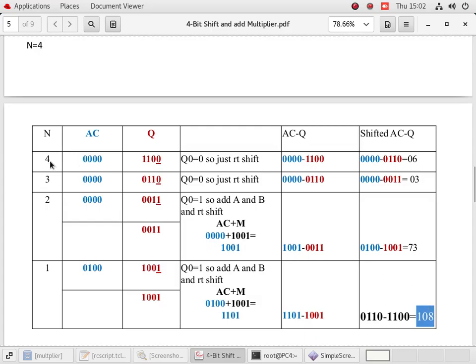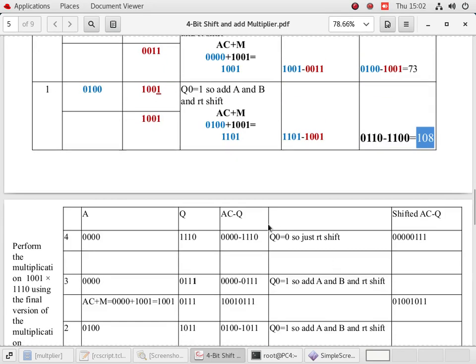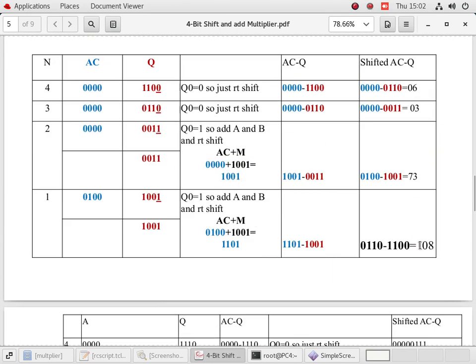And here we see every time the n value, initially it is 4, after the first step it is decremented and becomes 3. Next again it decrements, after this step it becomes 2. Next after this it gets decremented and it is 1. After this step it is decremented and it is 0. Since it is 0, it comes out of the loop, and finally we get the result.